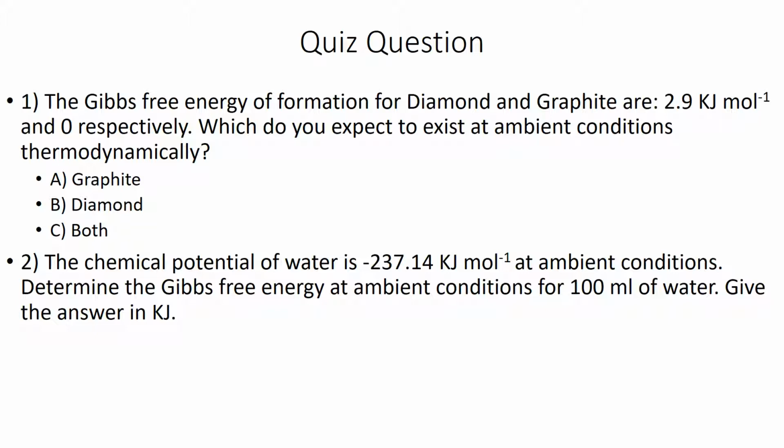And question number 2, the chemical potential of water is minus 237.14 kilojoules per mole at ambient conditions. Determine the Gibbs free energy at ambient conditions for 100 milliliters of water. Give the answer in kilojoules.